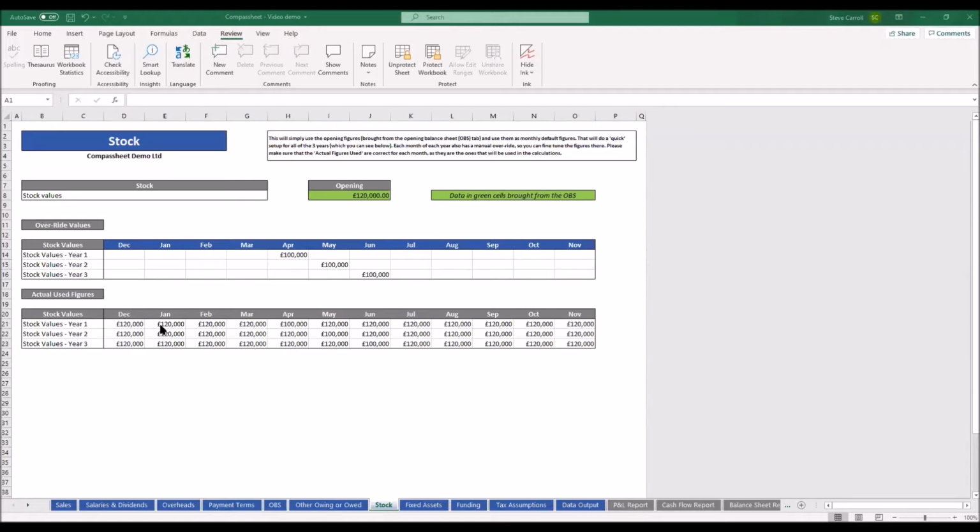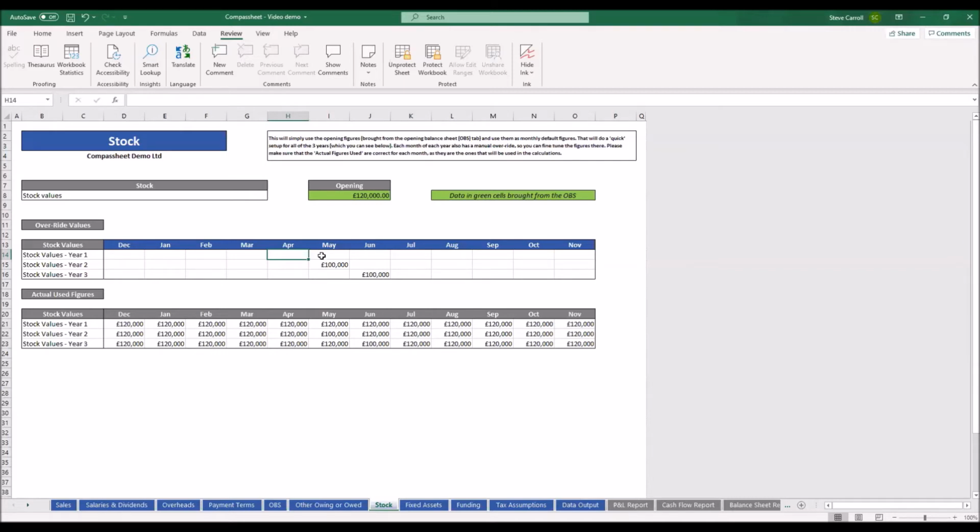So if we look in December, it's £120,000. In April, we'll make the assumption that there's going to be less stock in, so it's gone down from 120,000 to 100,000. If we delete that, it's gone back up to 120,000. However, if we put a 0, it assumes there's going to be no stock. So it's only if there's a blank that this is 120,000.